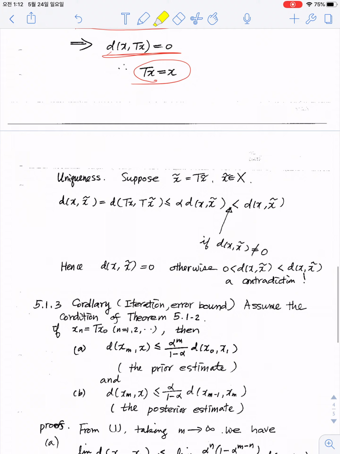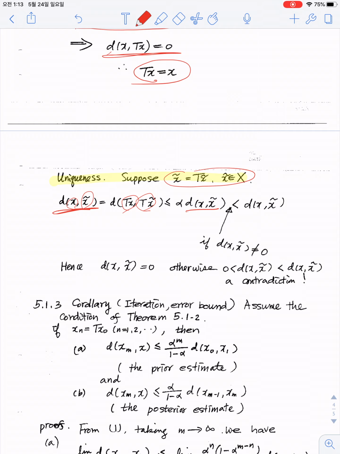Okay, now we're going to prove uniqueness of the fixed point. So suppose we have another fixed point x tilde. Then in order to prove x and x tilde are the same, we compute the distance between x and x tilde. Because x is a fixed point, x is the same as Tx, and x tilde is the same as Tx tilde, and T is a contraction map, so the distance is at most alpha times d(x, x tilde), right?